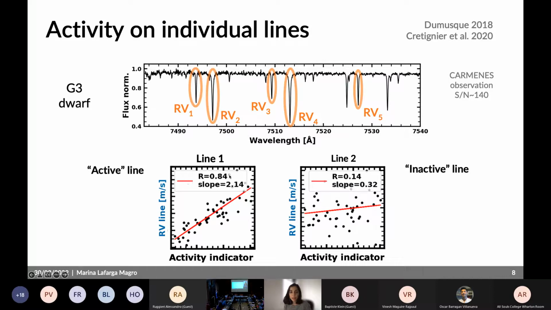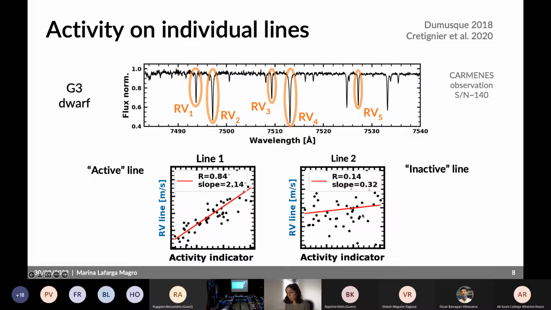For this line that I've labeled as line number 1, you see that there's a strong correlation between the velocity of this specific line and an activity indicator. So I would classify this line as active. And for line number 2 here on the right, you see that the correlation is not strong. So in this case, I would classify this line as inactive.